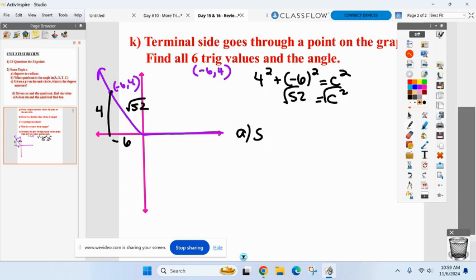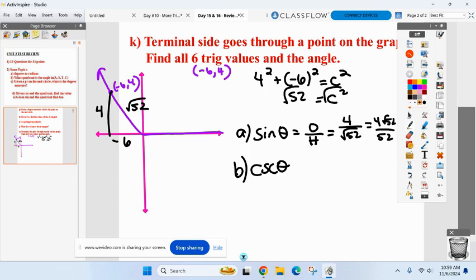Part A, find sine theta. How do you find sine? Opposite over hypotenuse. What is it? 4 over radical 52. If your calculator gives you decimals, I don't want decimals tomorrow, leave it like that. Or your calculator will probably give you 4 radical 52 over 52, that's fine. I'll take either tomorrow. Probably right away after you find sine, what should you find? What's its partner? Cosecant. Why? Because all you have to do is take 4 over radical 52 and do what? Flip it.